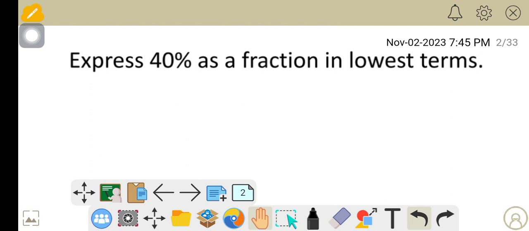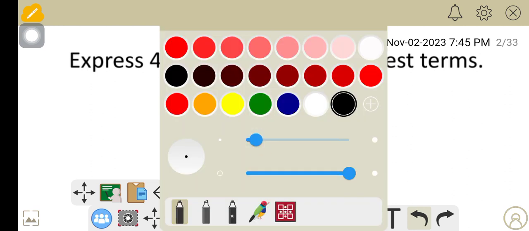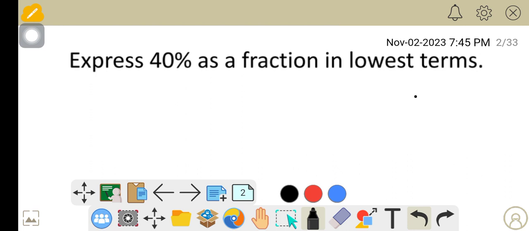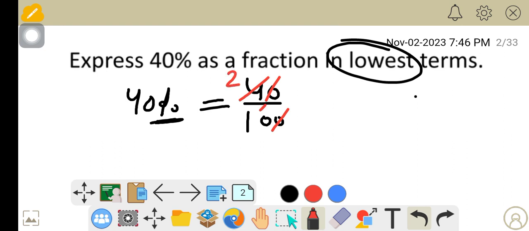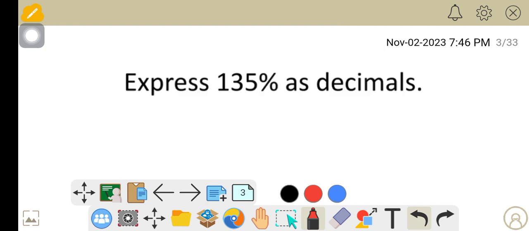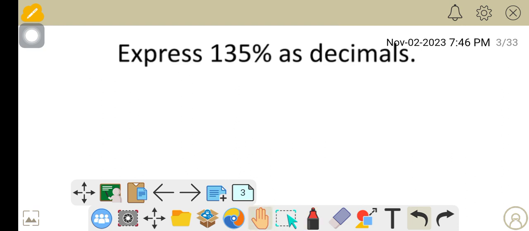The first question is, express 40% as a fraction in lowest terms. As a fraction, we need to remove the percent, so it will be 40 divided by 100, but we need to convert it into lowest terms. After simplifying, 2 fours are 4, 2 fives are 10, we will get 2 by 5. This is your answer.